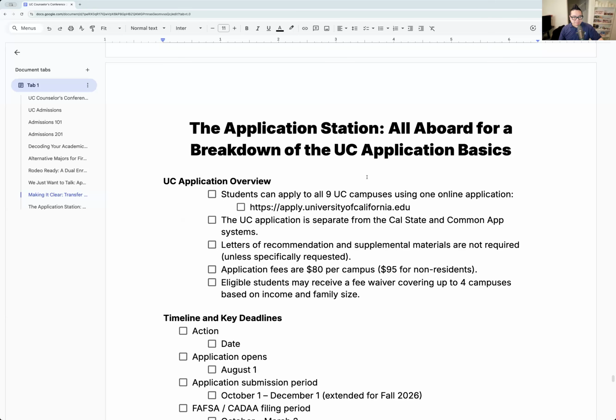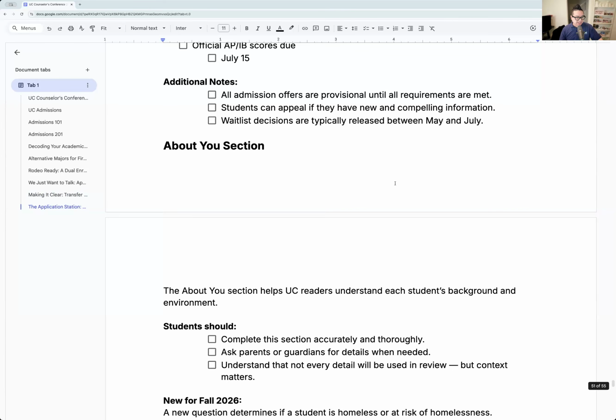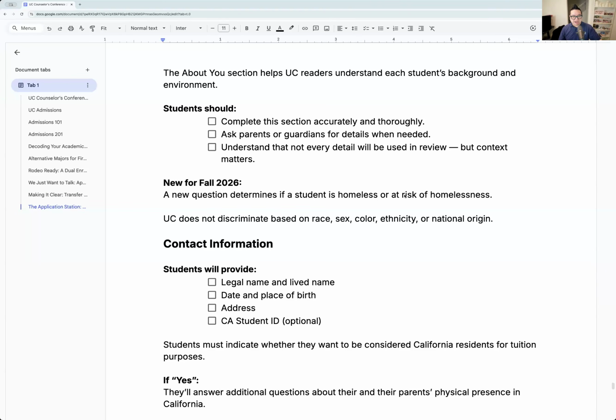And the app, there's no real difference with the app, so the app is pretty much the same as well. You see the timelines are good. About you, share about you. There's a new section this year about if you're homeless or at risk of homelessness as well.